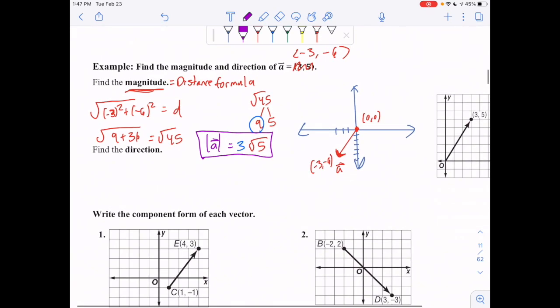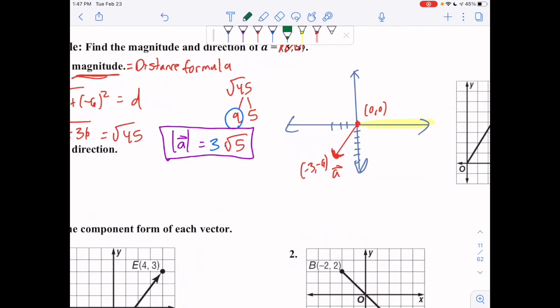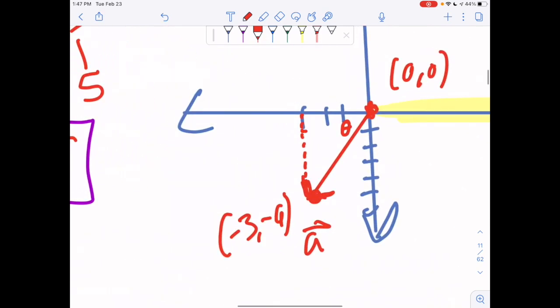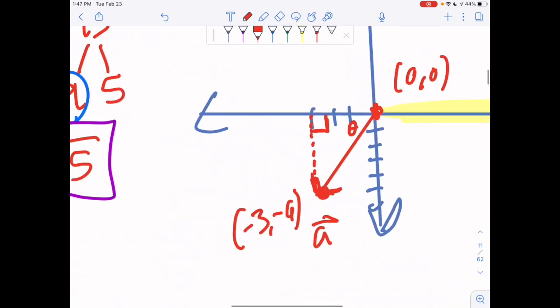And then direction. Okay, so here's the tricky part. For direction, remember when we talked about how this here is the original position. That's the original position. So I'm going to put a pin there. Your goal right now is to find this angle. This angle right here, right? Because you can form a right triangle. This is now a right triangle.